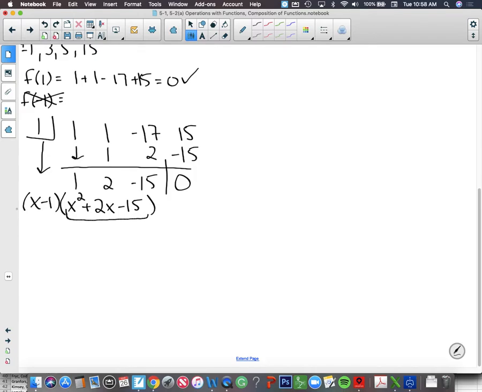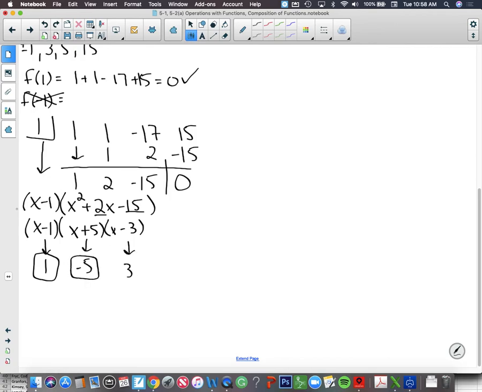This one here, we should be able to factor. So we'll have x minus 1 out in front still, just kind of keeping that along. And then two numbers that multiply to give us negative 15 and add to give us 2. That's going to be a 3 and a 5. So it'll be x plus 5, x minus 3. So our three solutions are 1, negative 5, and 3.